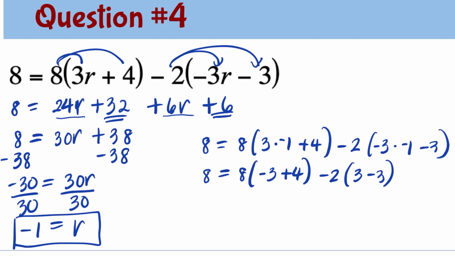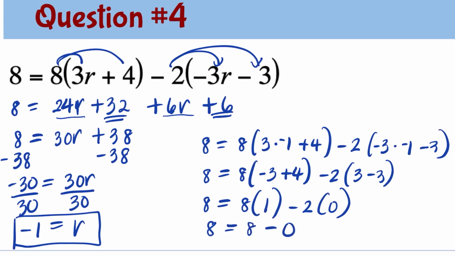So this is 8 is equal to 8 times negative 3 plus 4 is 1, and this is minus 2 times 0. So yes, we have 8 is equal to 8 minus 0. So therefore, 8 is equal to 8. So r is equal to negative 1, and that is the right answer.